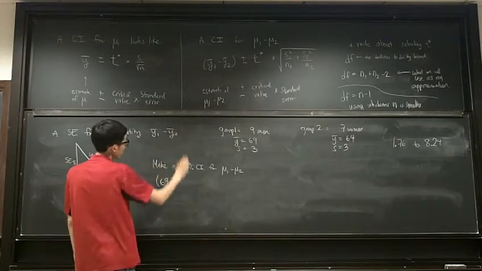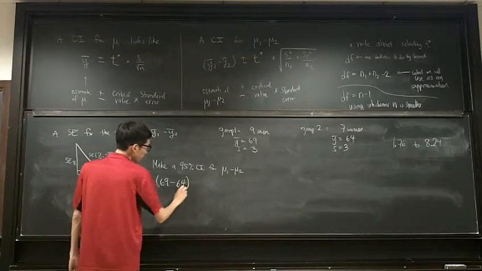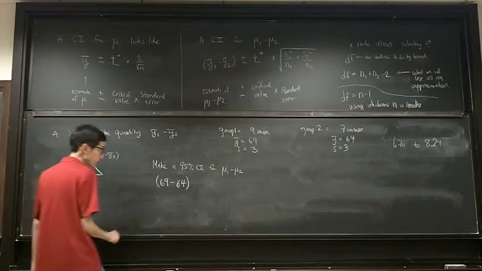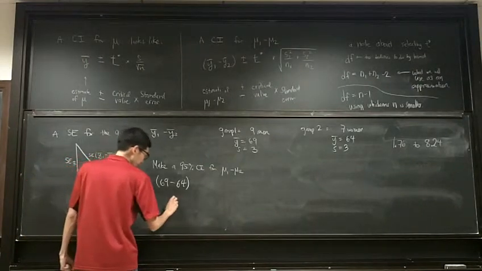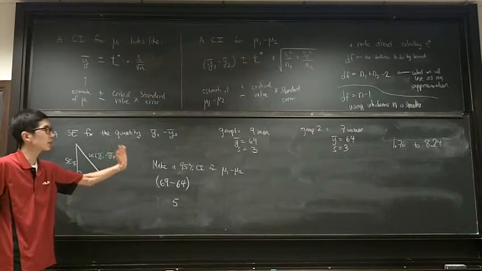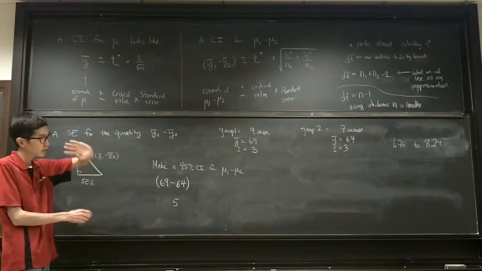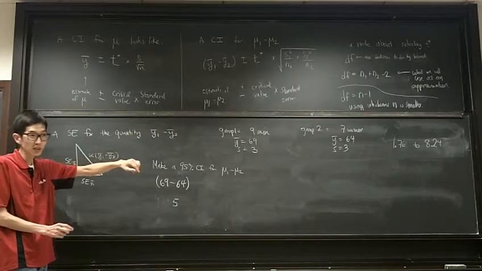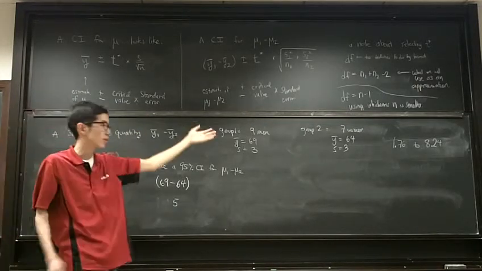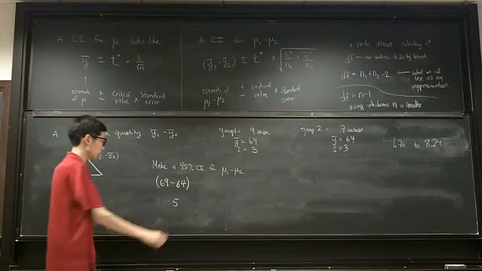I'm just plugging in straight across, 69 minus 64. This is my estimate for the difference in the average height of men and women, okay? So based on the samples that I took, where I got an average height of men being 69 inches and the average height of women being 64 inches, my best guess for the difference between the average height of men and women is around 5 inches, okay?